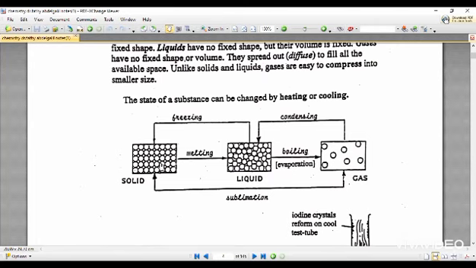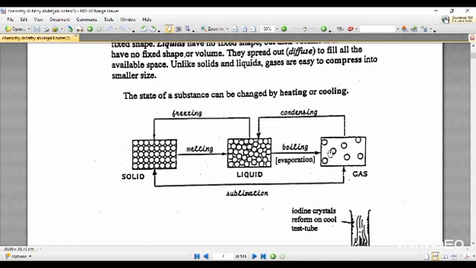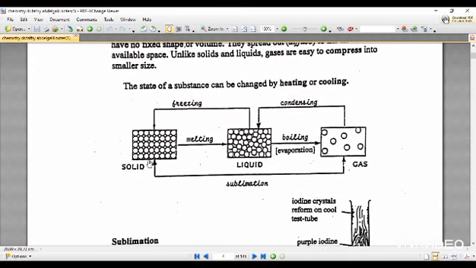And these changes have specific names. The process by which we change a solid to a liquid is called melting. From liquid to gas, it's named boiling or evaporation, and we will learn further the difference between boiling and evaporation. From gas to liquid, it's named condensation. And from liquid to solid, it's named freezing.